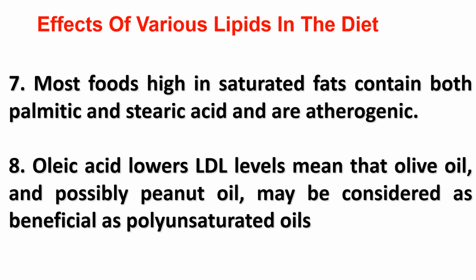Atherogenic. Examples of oleic acid are olive oil and peanut oil, and they are considered as beneficial as polyunsaturated fatty acids. So saturated fatty acids are mainly blamed for increasing the LDL cholesterol, bad cholesterol, and they may cause narrowing of the blood vessel.